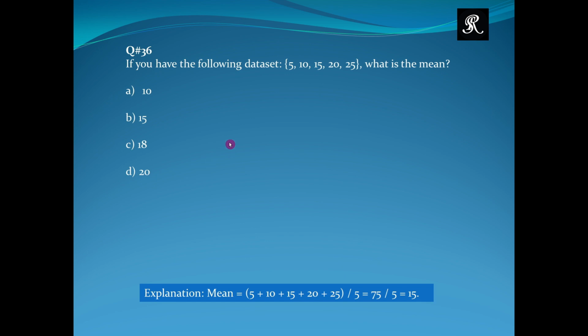We can calculate the mean of this ungrouped data by the formula: sum of all the observations or all the data points divided by the total number of data points. That would be equal to 75 upon 5. That is equal to 15.